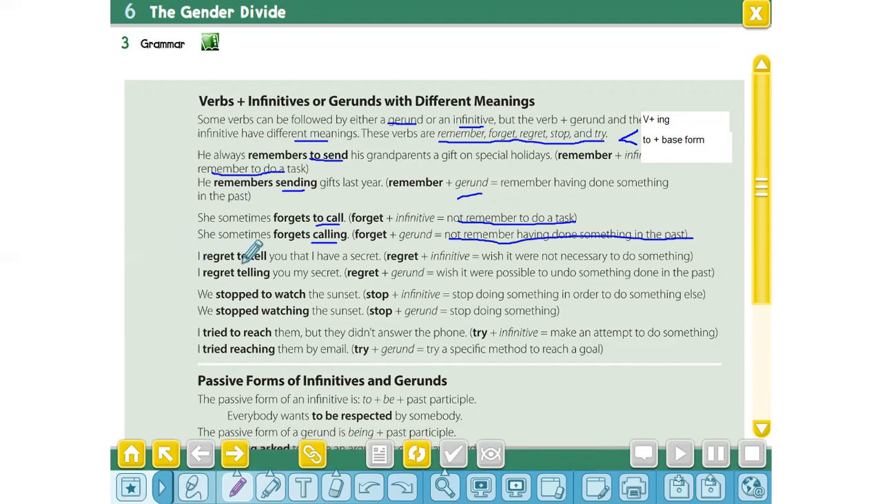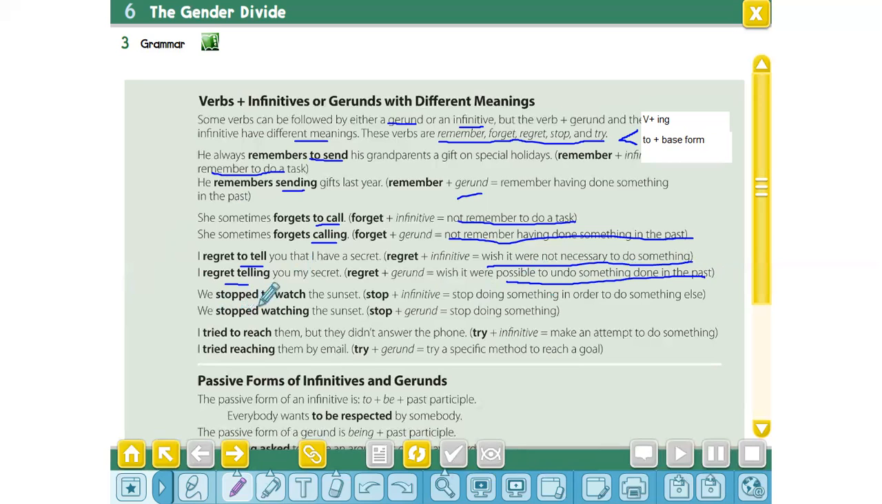I regret to tell you that I have a secret. Regret plus infinitive means wish it were not necessary to do something. But in the second example, I regret telling you my secret. Regret plus gerund means wish it were possible to undo something done in the past.